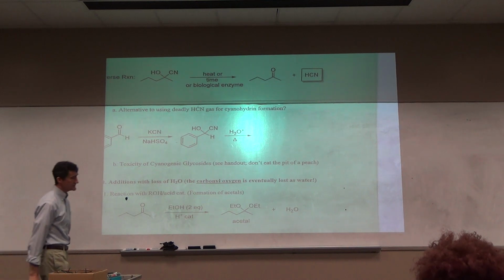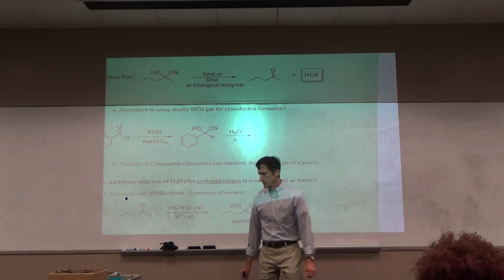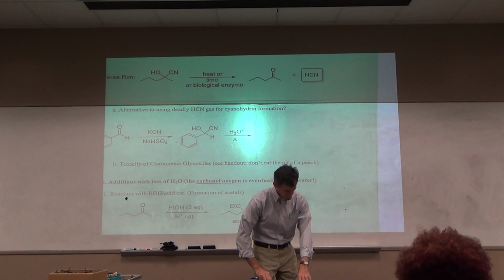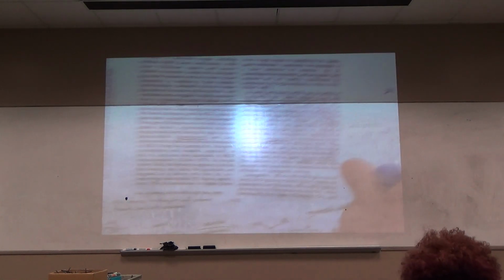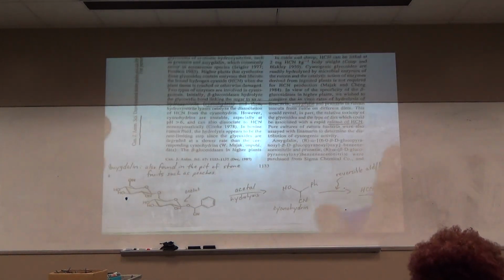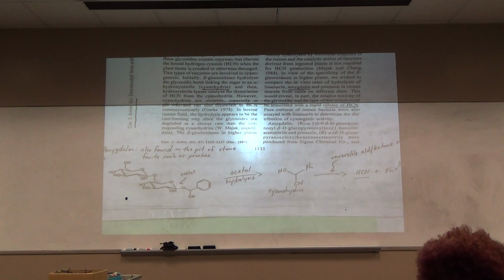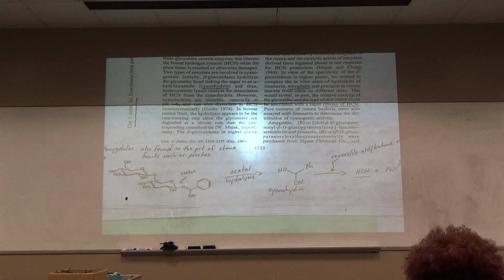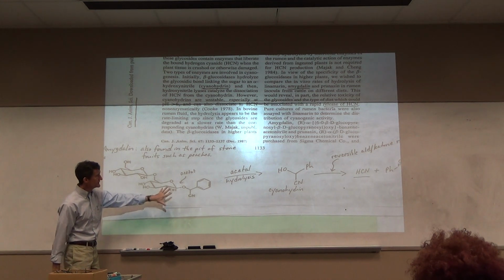Toxicity of cyanogenic glycosides. I think it's in the white handout. Page here, you can read about it. I mentioned the pit of a peach, so-called stone fruits, actually contain cyanohydrins. Now, most people don't eat the pit of a peach, and even if you did, your body might not be able to break it open to get this stuff. But we'll see this later.